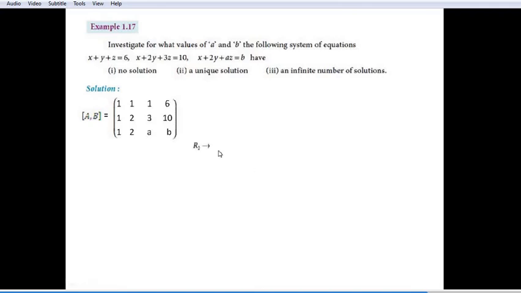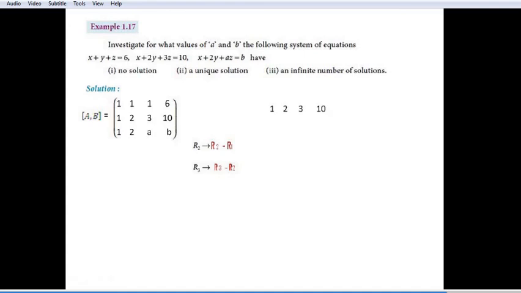So we try to form an echelon form. For that, in the first row, the first element should be 1, so it is already 1. In R2 the first element should be 0, and in R3 the first element should be 0. For that, we are applying the elementary transformation R2 minus R1, because here it is 1. For R3 also, R3 minus R1 we are applying. Here we are applying R3 minus R2, because when you do R3 minus R2, automatically here you are also getting 0.